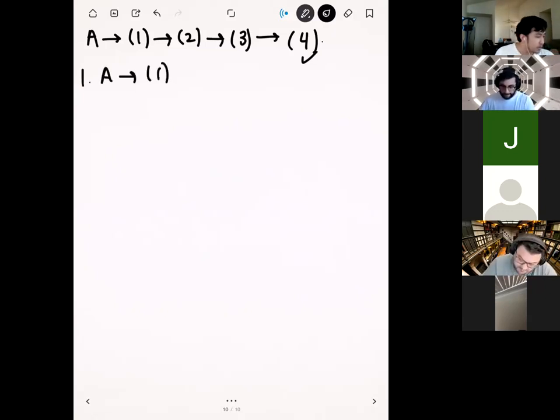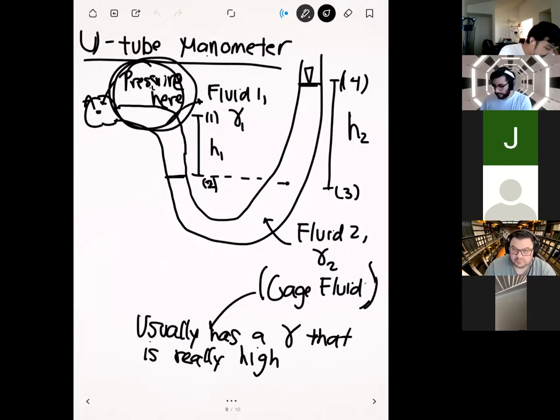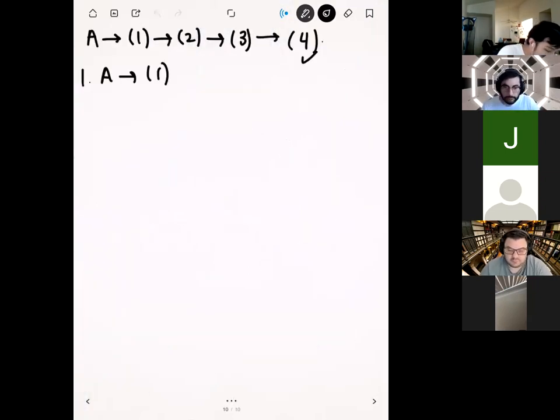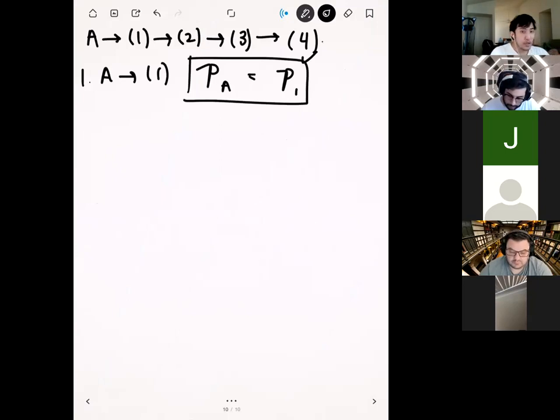Okay, so first let's compare the pressures from point A and point 1. Okay, so we know that point A is right here. Okay, and point 1, you can see, is right here. And so these guys are at the same height, right? And so what do we know about 2 points in a static fluid at the same height? We know that they have to have the same pressure, right? So going from point A to point 1, we can say that PA is equal to P1. Okay. So that's the first relationship that we have. And the reason for this is that they're at the same height.